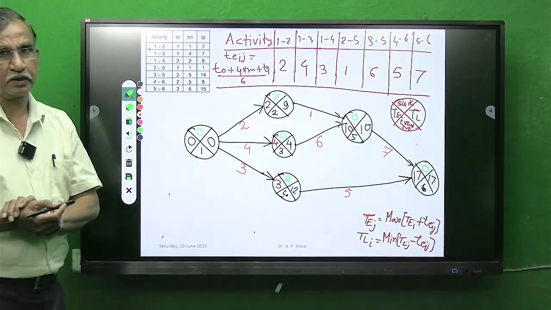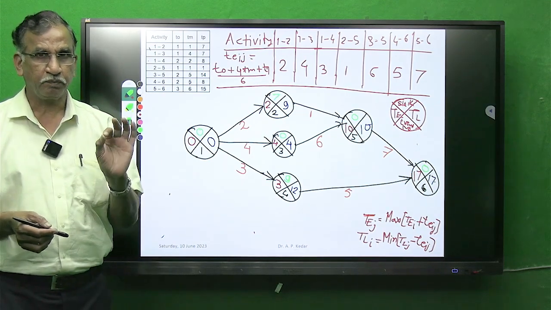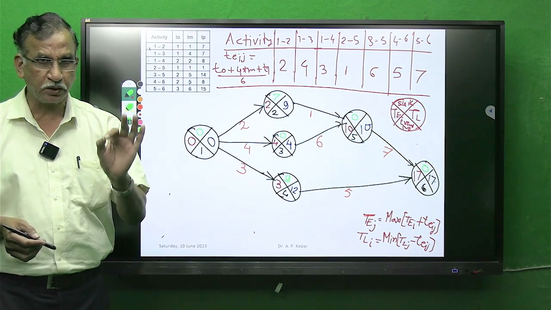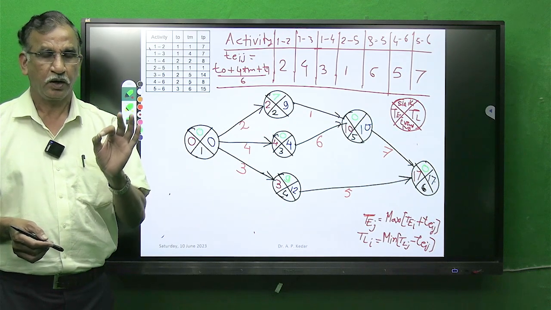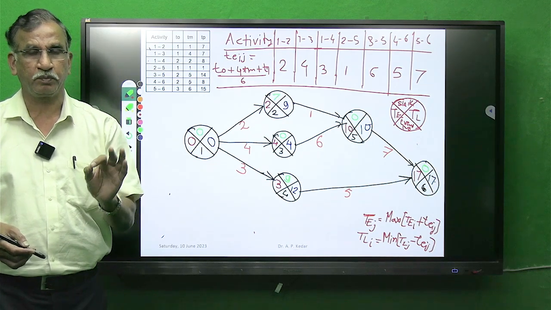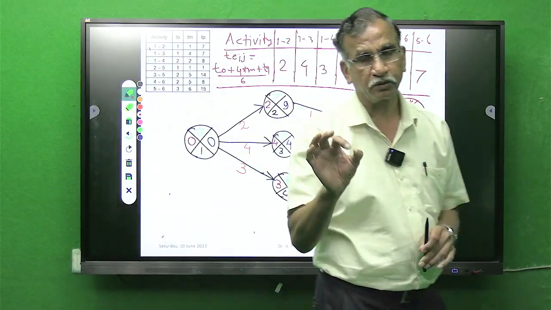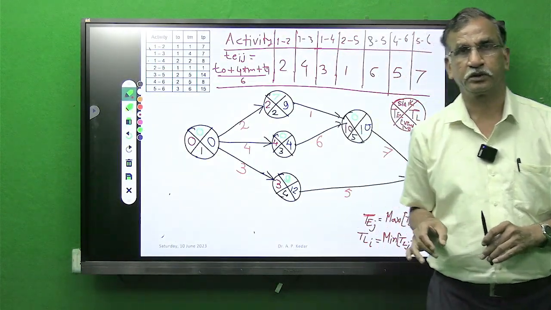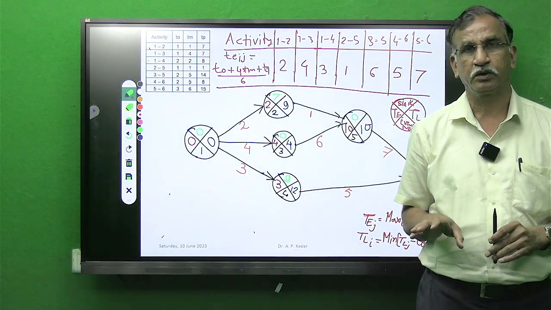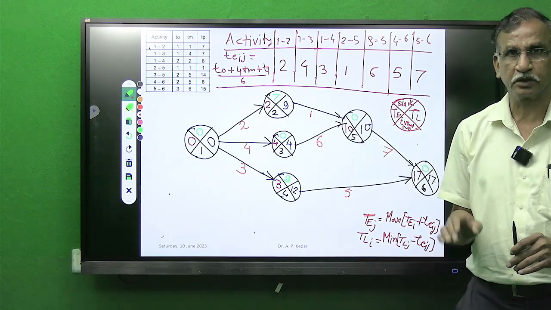Important now, critical path. Again I will define that. Critical path is the path of longest duration on the network and values of slack for critical path is 0. The path of longest duration on the network on which value of slack is 0, that is critical path.